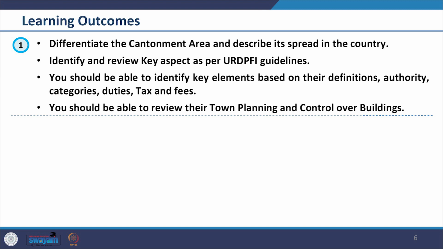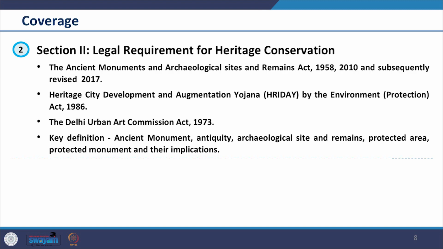buildings. In Section 2, the coverage will include the Ancient Monuments and Archaeological Sites and Remains Act of 1958, 2010, and subsequently revised in 2017. We will look at the Heritage City Development and Augmentation Yojana, HRIDAY, the Environmental Protection Act 1986, as well as we'll be looking at Delhi Urban Arts Commission Act of 1973.